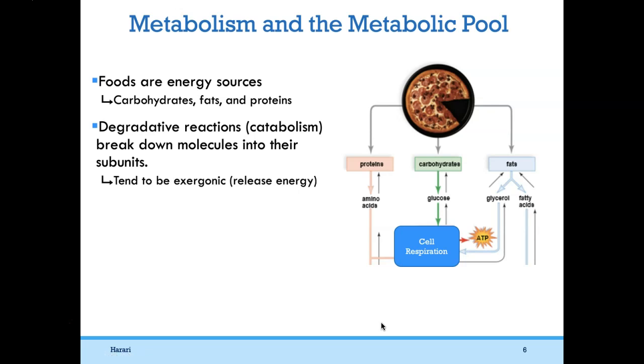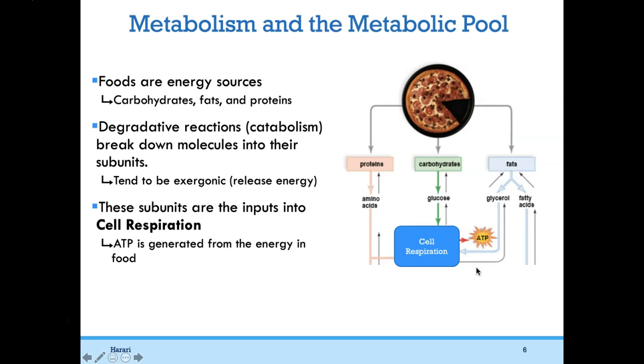These digesting processes tend to be exergonic. They release energy. So we're going to use the energy released from these molecules and store it in ATP. All of these building blocks of life are basically going to be inputs into cell respiration. We can use amino acids and glucose for energy. So ATP is generated from the energy in these food molecules.